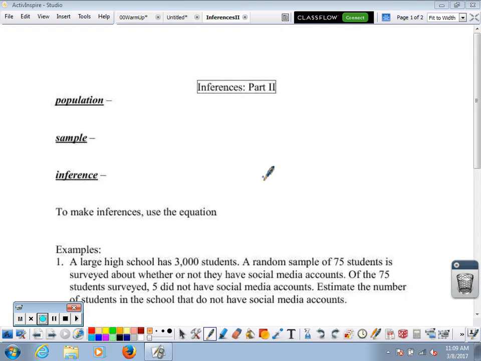We're talking again today about inferences. We said last time we'd take another look at this before we started on that assignment. So we're going to look at it again today. We'll look at some examples about inferences. Now, last time we talked about this, we mentioned populations, samples, and ultimately what an inference is.